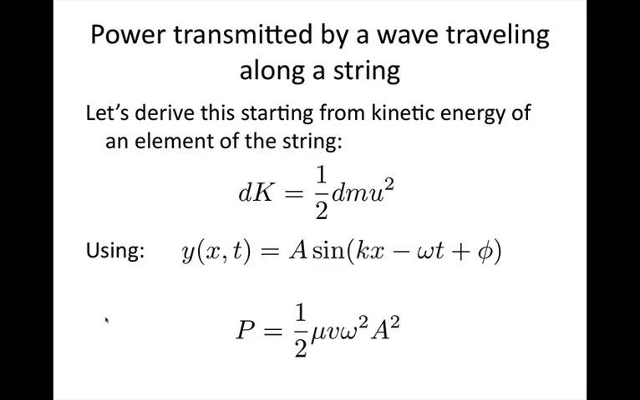Now we're going to consider the power transmitted by a wave travelling along a string. So we're going to start from the formula for kinetic energy. I'll show you this derivation in just a minute. We're going to end up with the power is equal to a half mu, where this is the linear density, v, that's the wave speed, omega squared, the angular frequency squared, times A squared, which is the amplitude squared. So let's derive this formula now.